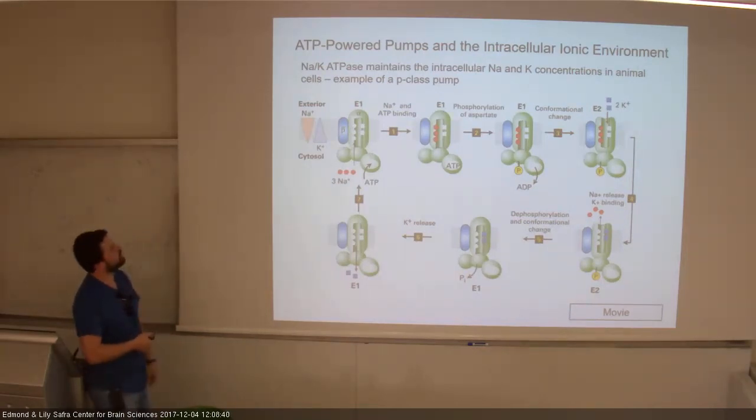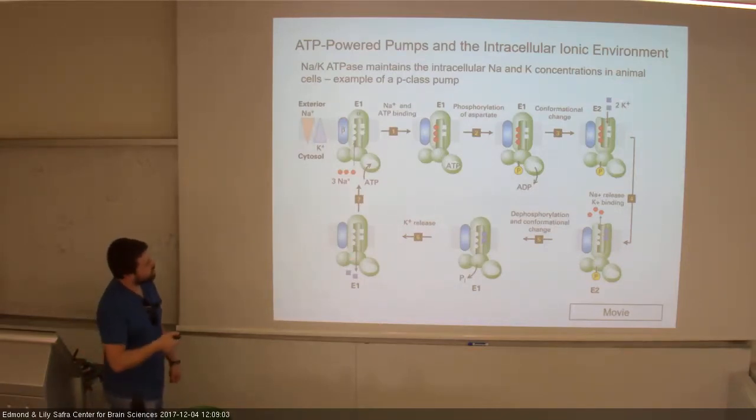So again, if we have high concentration of sodium outside the cell and high concentration of potassium inside the cell, then what the ATP pump does is that a single molecule of ATP will be used in order to move three ions of sodium from inside the cell to the outside of the cell, and two potassium ions from the outside of the cell into the cell.